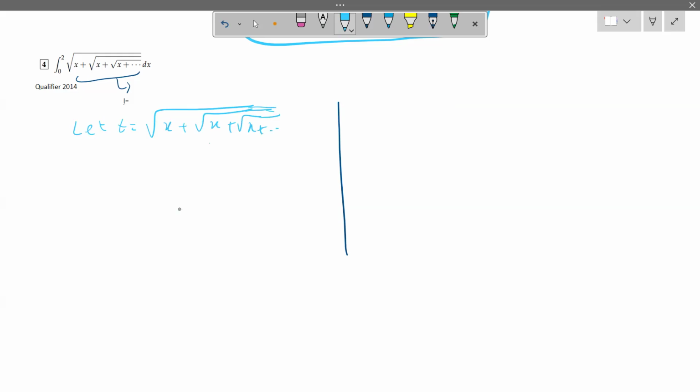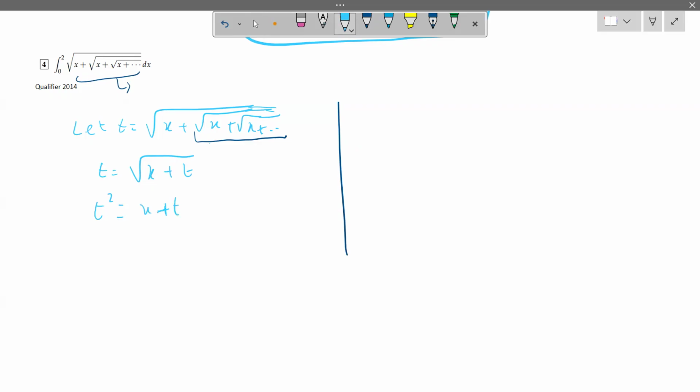Now, this isn't actually a substitution like you usually would in previous questions. Rather, this is just to unravel what this integrand actually is. So if t is equal to this expression, notice that this expression shows up inside the radical. So you can write t is equal to the square root of x plus t. And then you can square both sides: t squared equals x plus t.